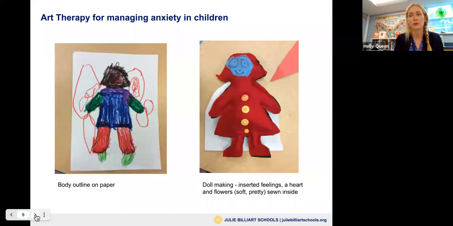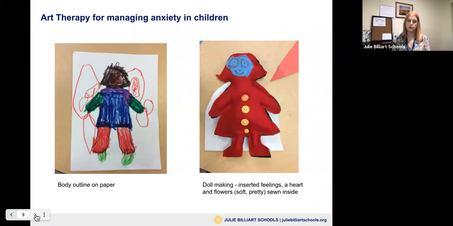Agreed. So here's a couple more examples. The body outline on paper that you see here is a small one. So this is what Holly was saying as far as downloading just an outline of a body on a smaller piece of paper, and then they can fill that in and do the same thing as they did on the larger paper, only make it more manageable with just a small figure. And then the one on the right is doll making.